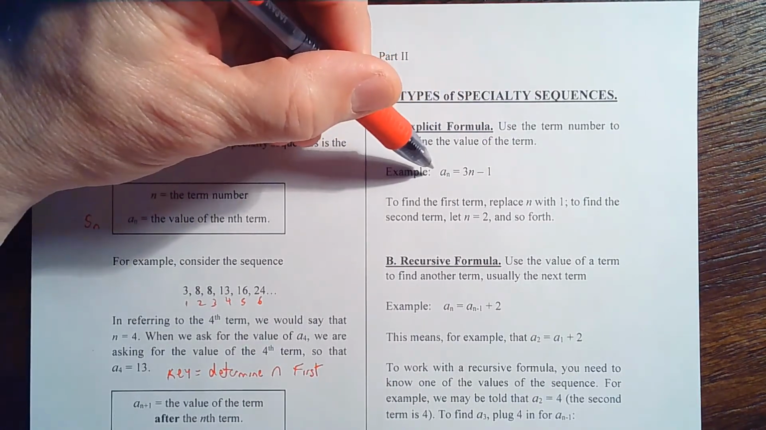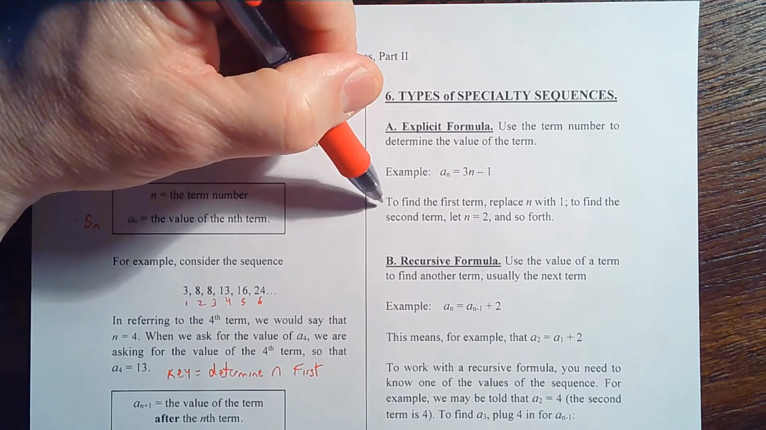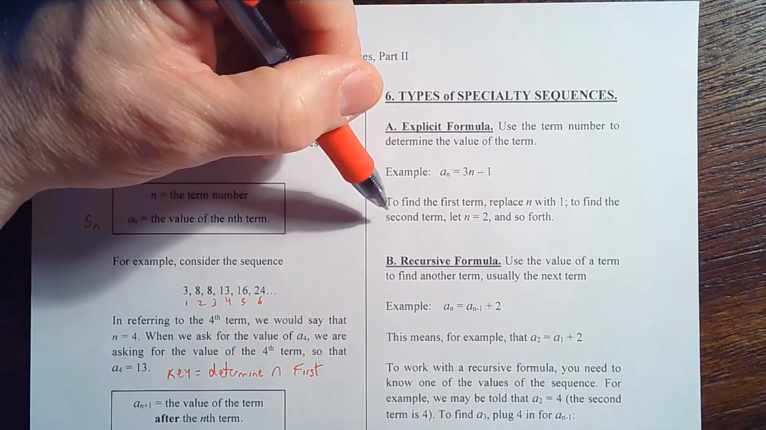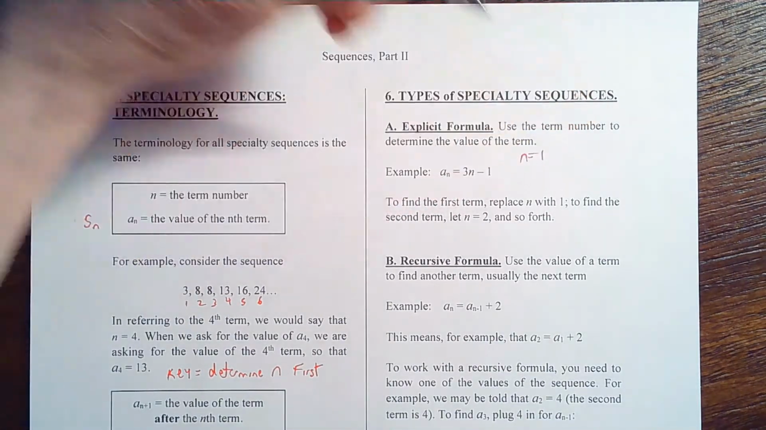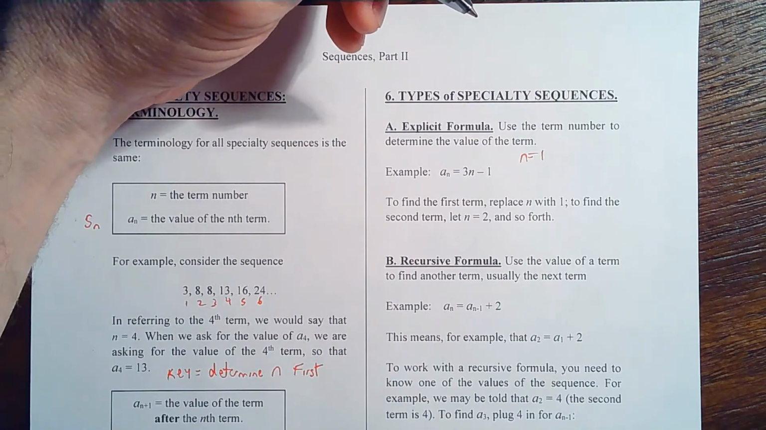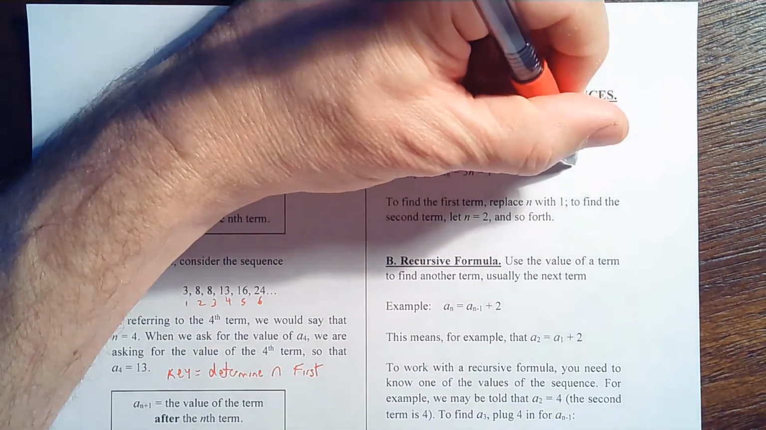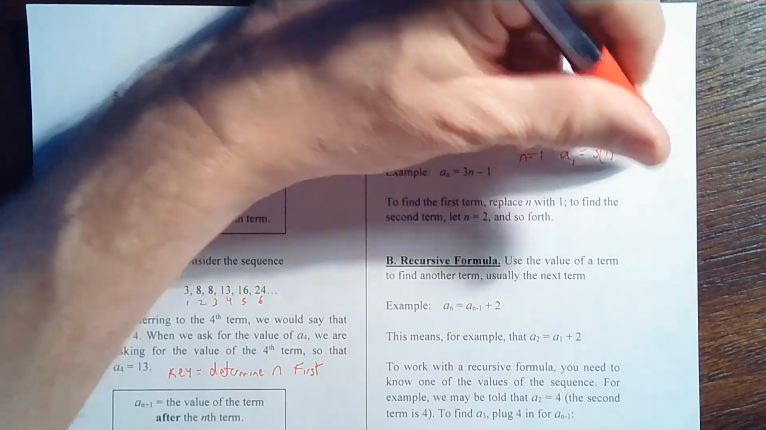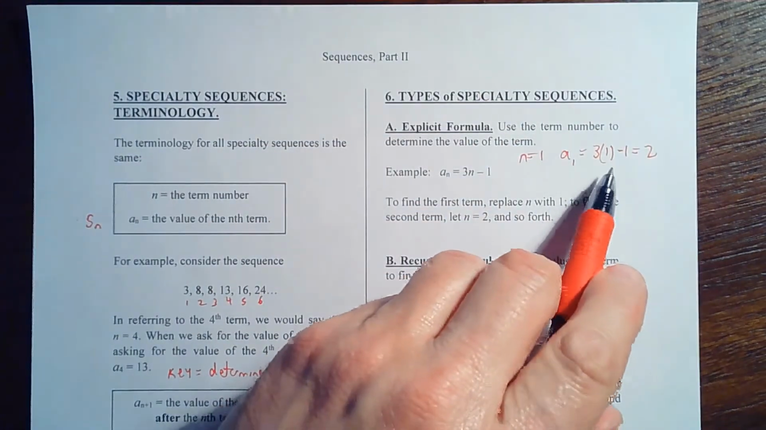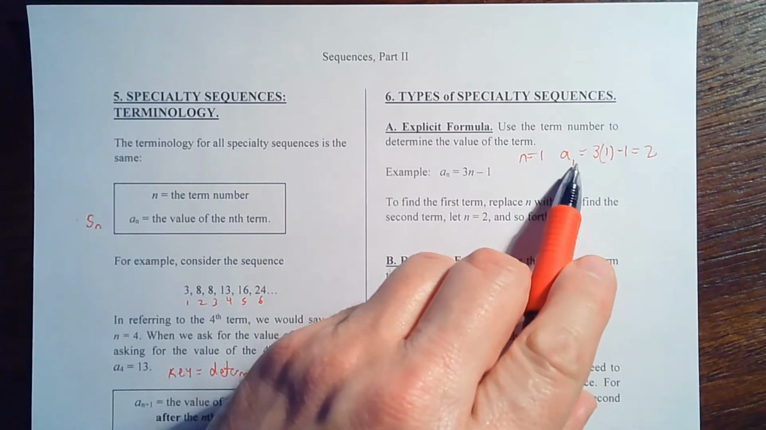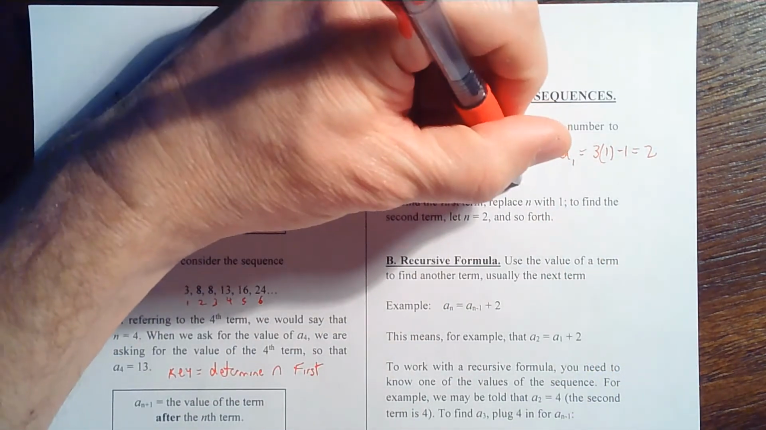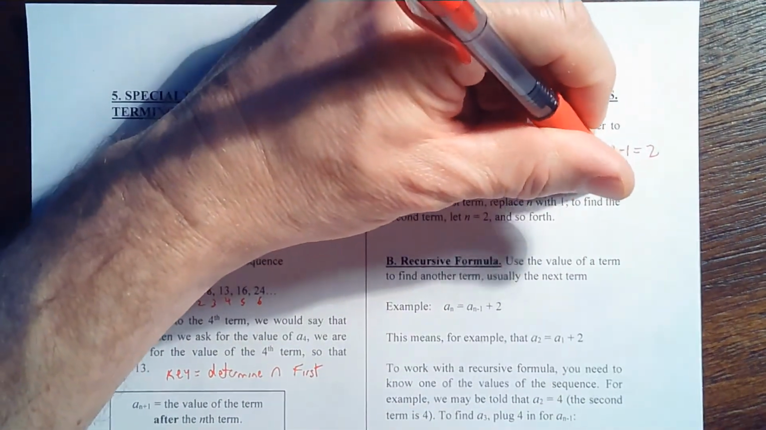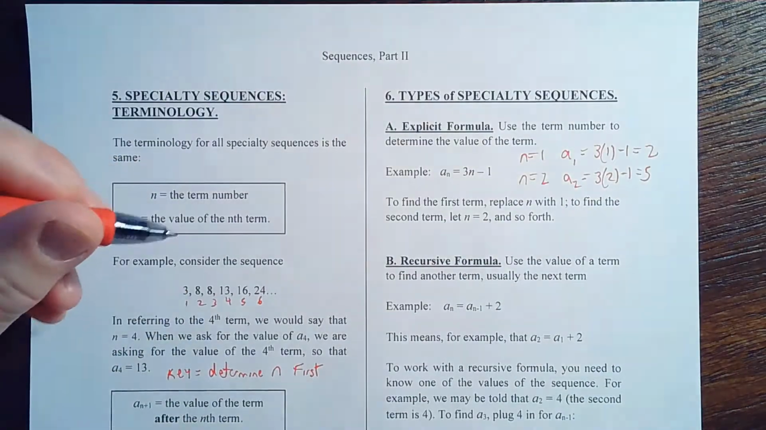For example, a sub n equals 3n minus 1. To find the first term, replace n with 1. To find the second term, let n equals 2, and so forth. So to find the first term, that means n equals 1. What is n? And we plug n, or replace n with 1. So a sub 1 equals 3 times 1 minus 1, which is 2. Notice we've used the n value 1 to find the value of a sub 1. When n is 2, we can find the second term. A sub 2 equals 3 times 2 minus 1, which equals 5.